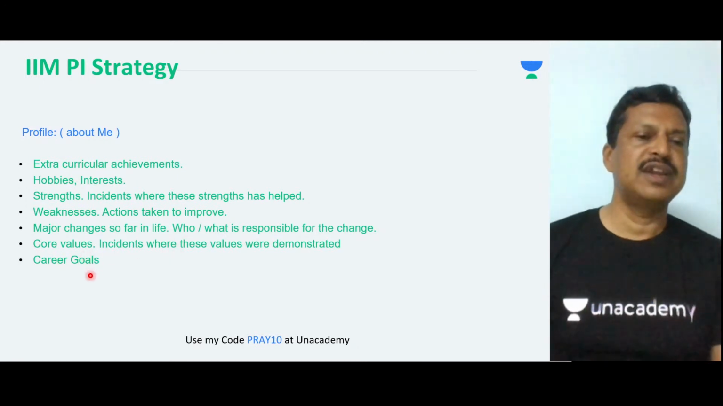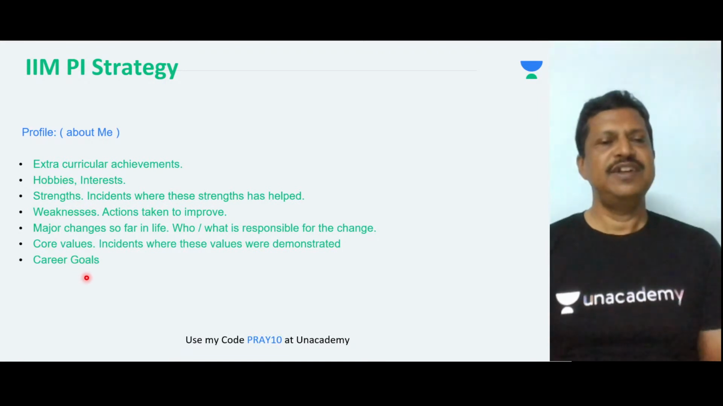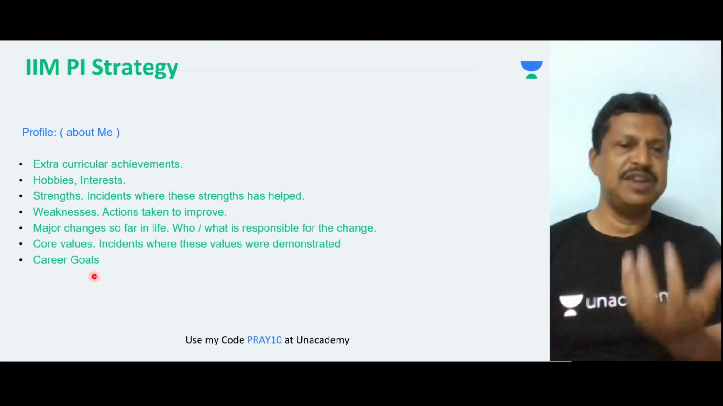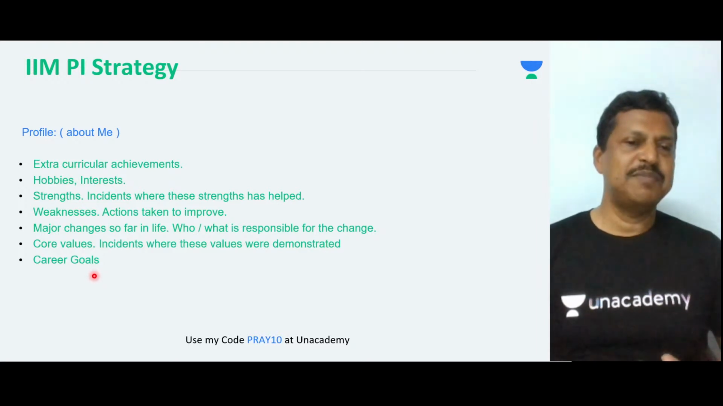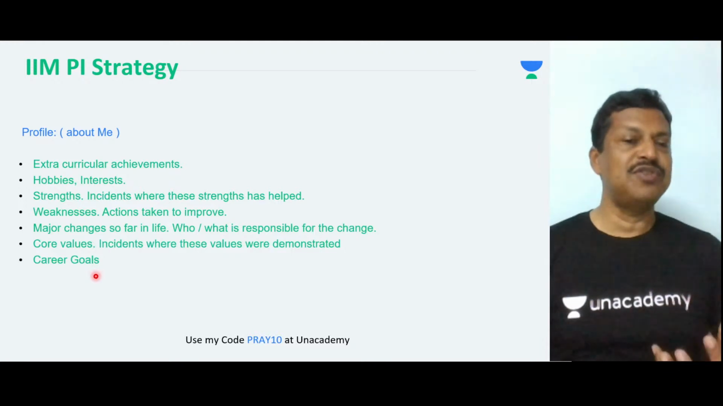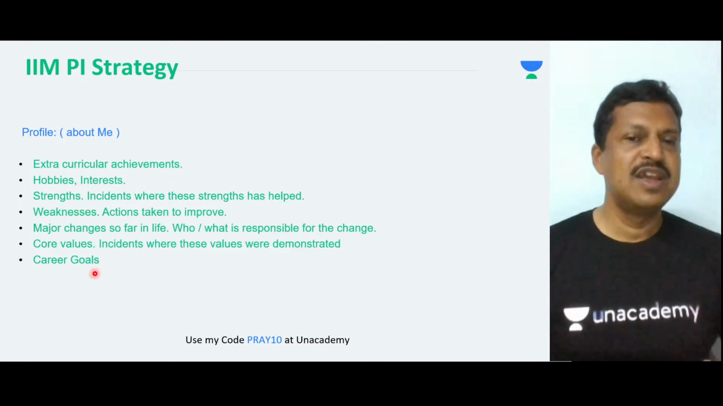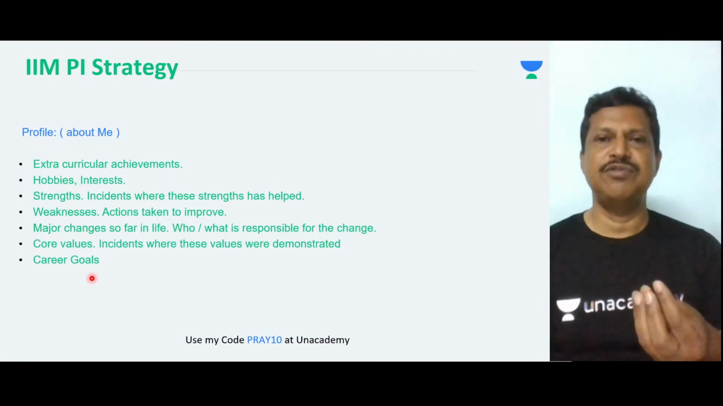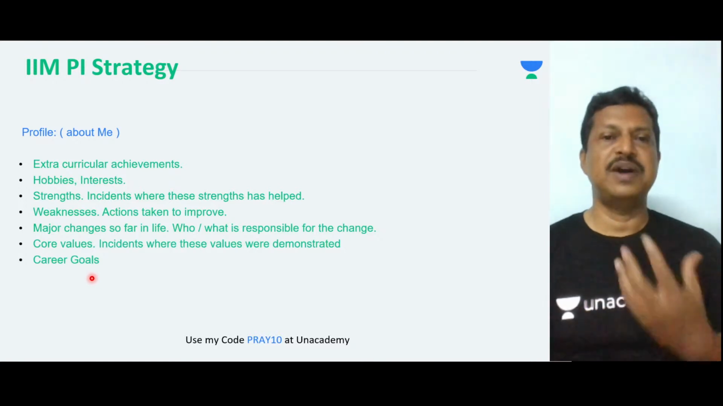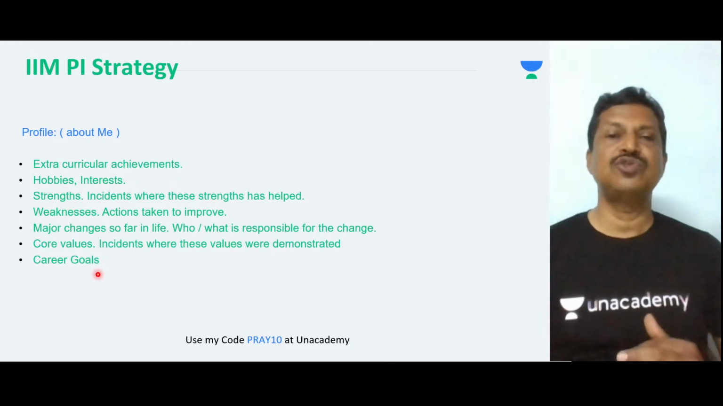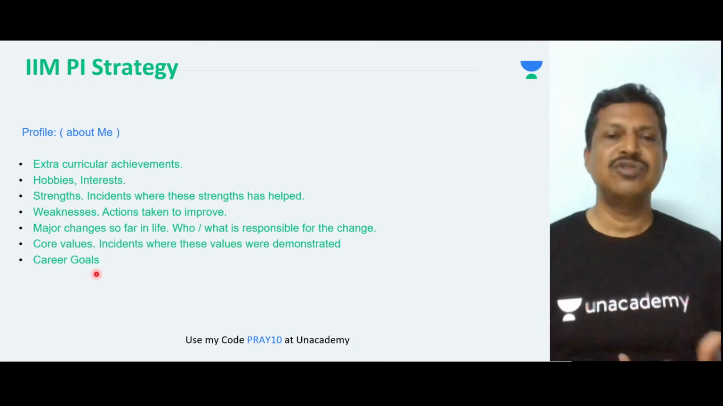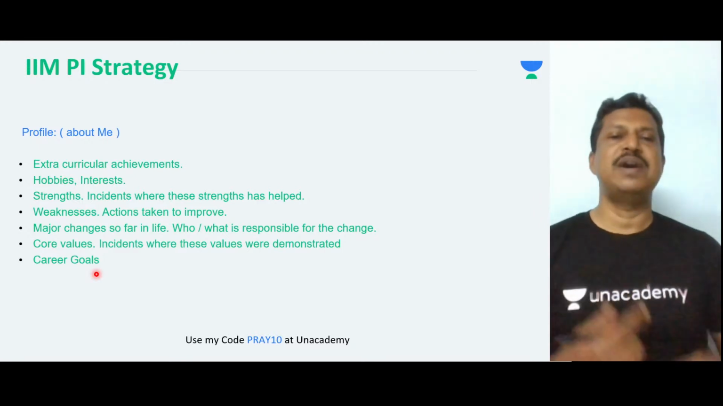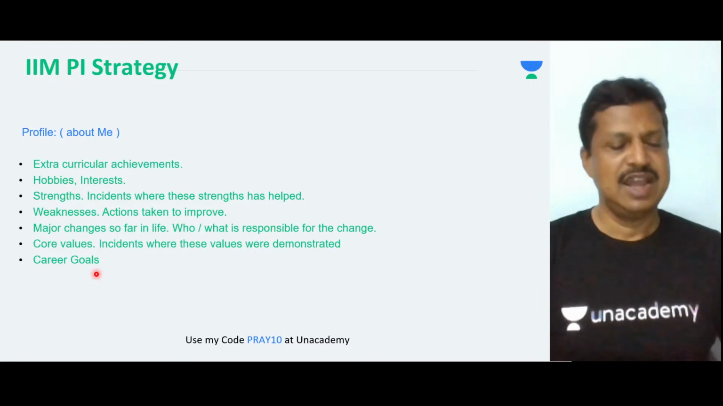Next is career goal. Career goal is a very simple question. What do you do after doing MBA? Why do you want to do MBA? That means, after doing MBA, what exactly do you want to do? Is it only a professional goal for you, or do you have any personal goal also? Do you have any social goal also, right? So you need to look back and check it out, and then accordingly you prepare your answer. I hope this part is clear, right?